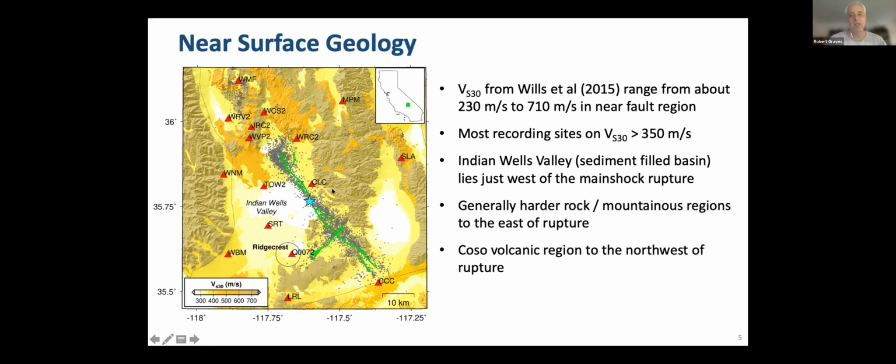Most of the recording sites are in VS30 of 350 meters per second or larger, so relatively stiff in a sense. Also, just to note, just west of the epicenter is the Indian Wells Valley. This is a sediment-filled basin extending down to about 2 or 3 kilometers in depth. And then there's generally harder rock and mountainous regions to the east of the rupture. Also to note, just off the northwest end of the fault is the coastal volcanic region.